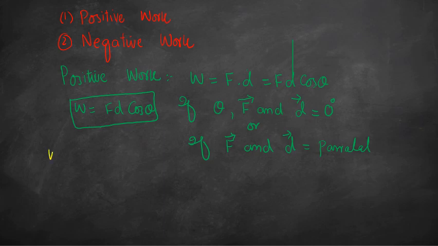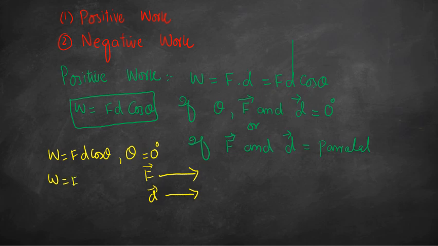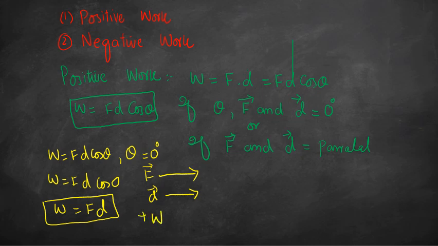Since W is equal to F into D cos of theta, if the angle theta between force and displacement vector is 0, or if force is parallel to the displacement vector and both are along the same direction, then W is equal to Fd cos 0, and work will be equal to F into D. So work will only depend on the force and the displacement on a body, and this kind of work is known as positive work.